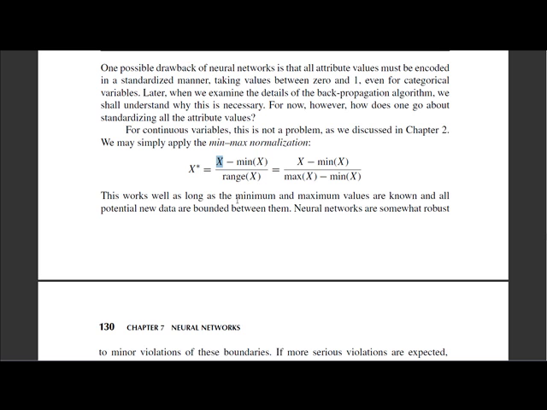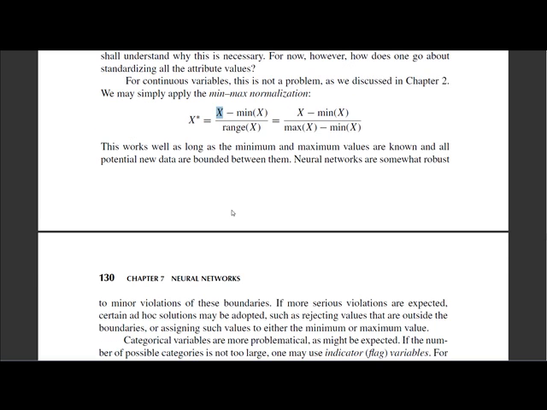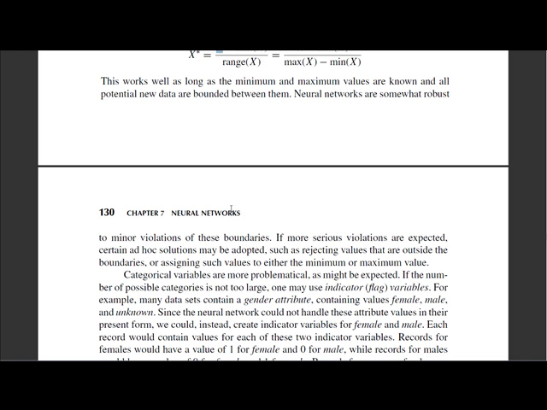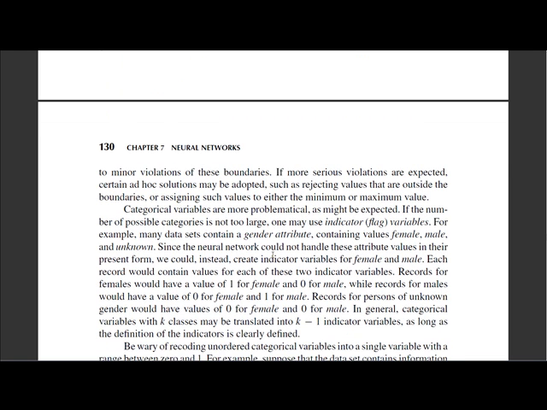This works well as long as the minimum and maximum values are known and all potential new data are bounded between them. So if we have minimum and maximum, do we really know that the new data will be between there? Not really so sure about that, but anyway, neural networks are somewhat robust to minor violations of these boundaries. So if more serious violations are expected, certain ad hoc solutions may be adopted, such as rejecting values that are outside the boundaries or assigning such values to either the minimum or maximum value.